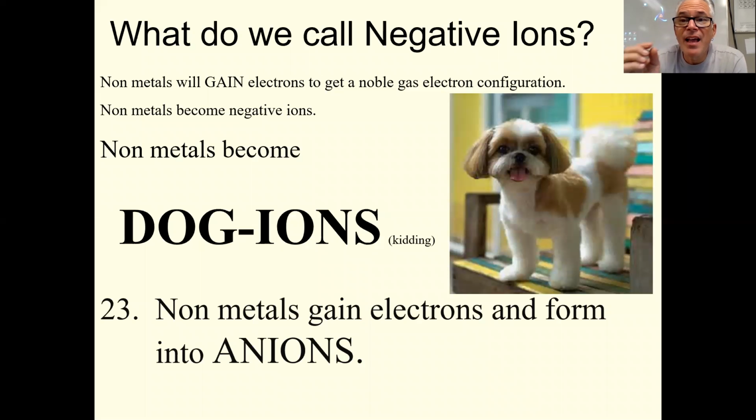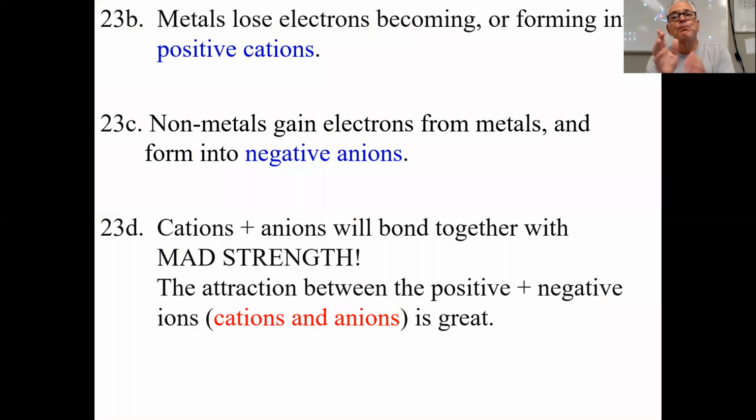You want this one. Cations are positive, anions are negative. Now, metals lose electrons. They form into positive cations. At the same time, non-metals gain electrons. They come from the metals, and they form into negative ions or anions. Now, the cations and anions bond together with what I wrote down here, mad strength. Ionic bonds are the strongest bonds in chemistry, positive and negative.